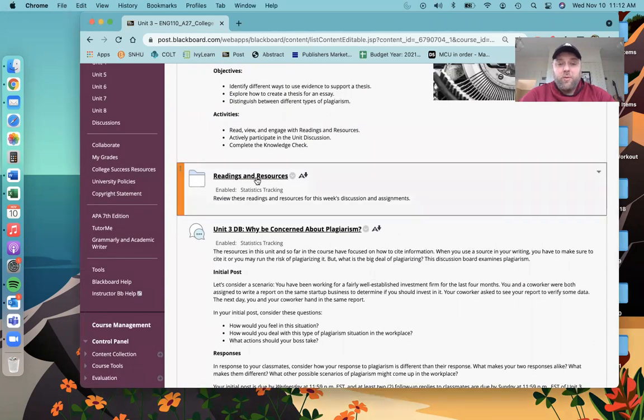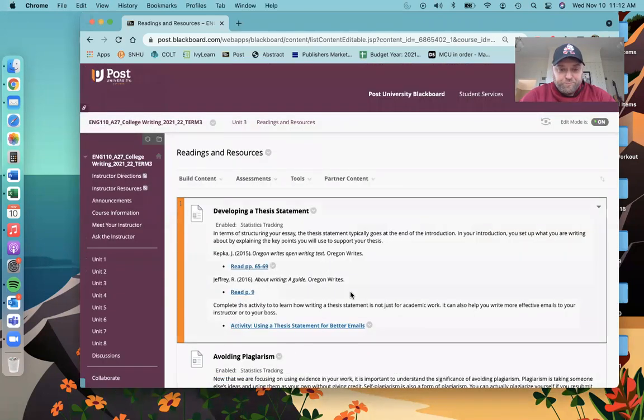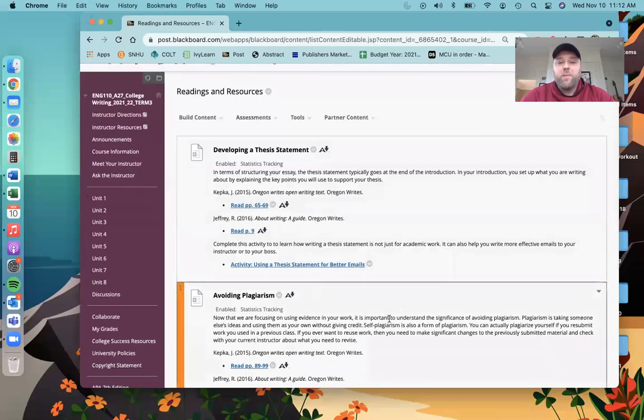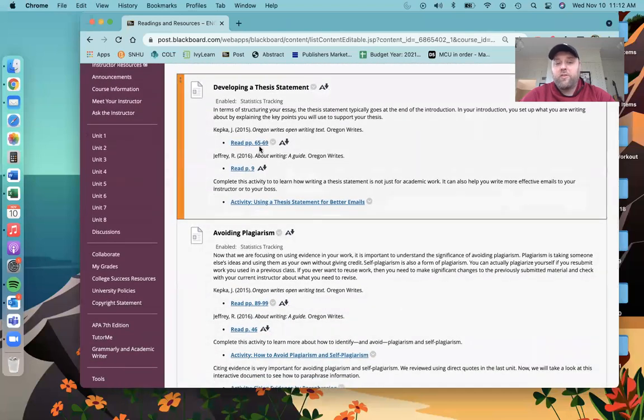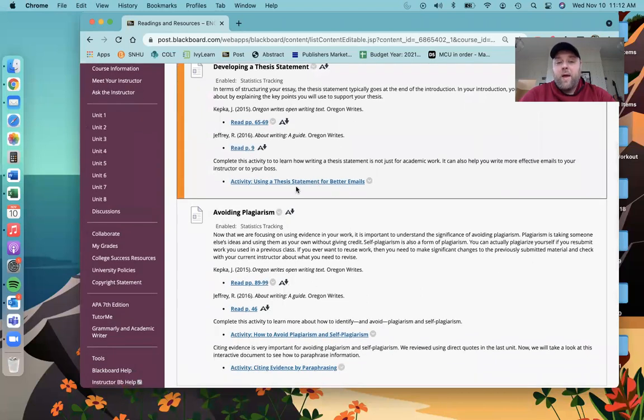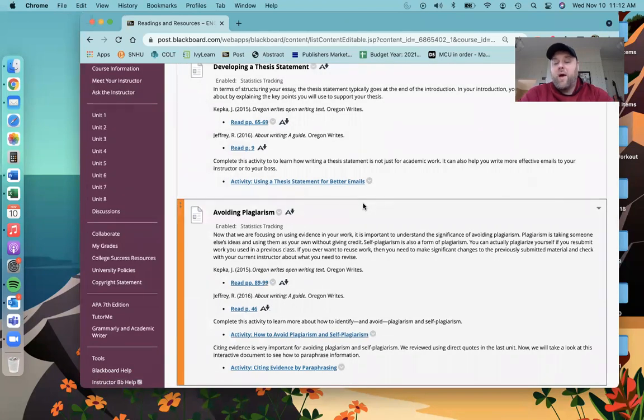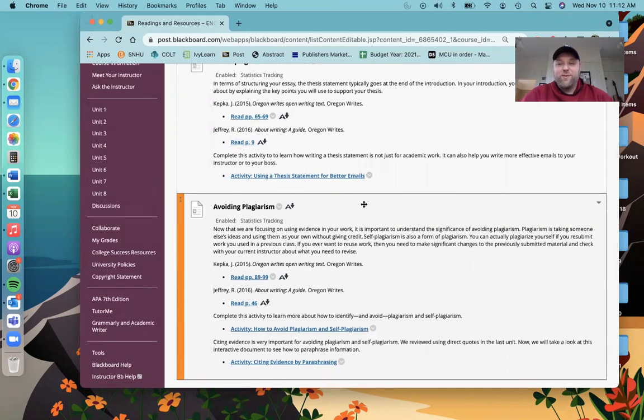So the reading and resources for this week, as you see, you're going to work on developing a thesis statement. There are several sections here, pages 65 through 69 and page 9 as well. And then also an activity that you can complete on how to use thesis statements to write better emails, which is important when you're communicating with your instructor or with other people, potentially down the line, your employers, etc.